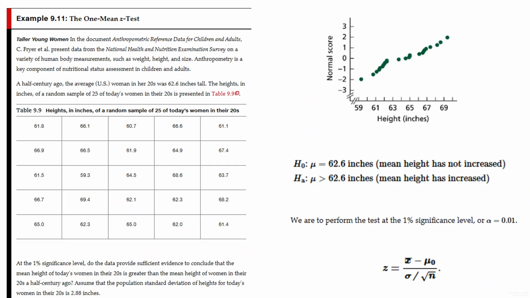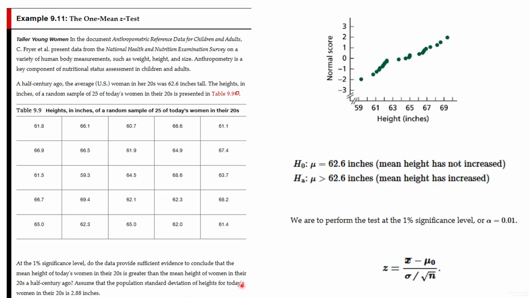All right, in this question here, we're looking at, again, the height of young women and how that's changed over time. You can see that we've got a table. This is the height in inches of a random sample of 25 of today's women in their 20s. The question is asking us, at the 1% significance level, do the data provide sufficient evidence to conclude that the mean height of today's women in their 20s is greater than the mean height of women in their 20s half a century ago. Assume a population standard deviation of heights for today's women to be 2.88 inches.